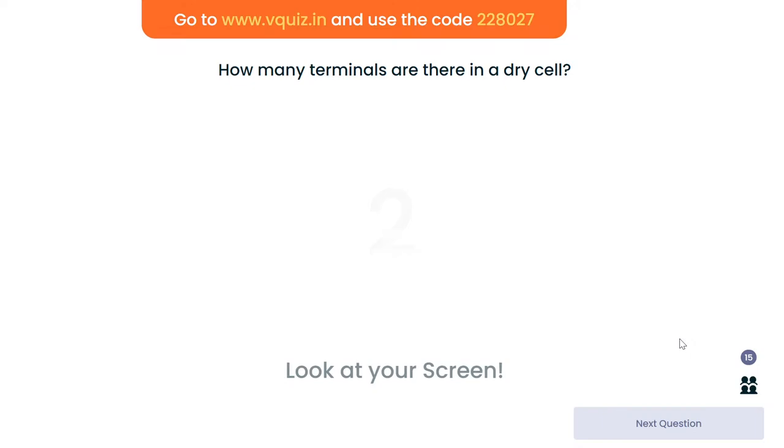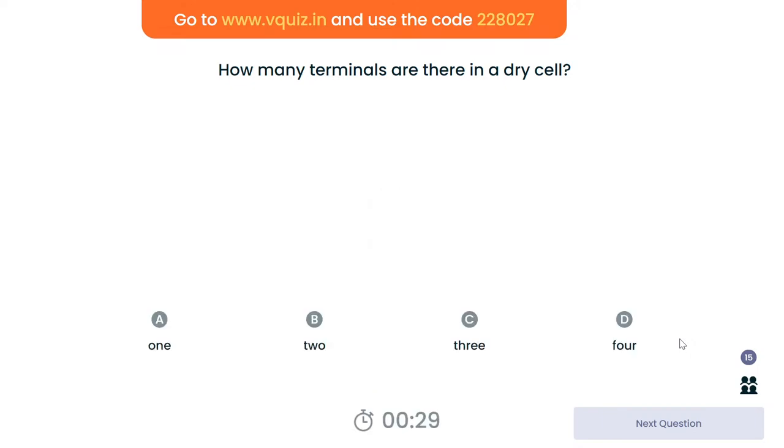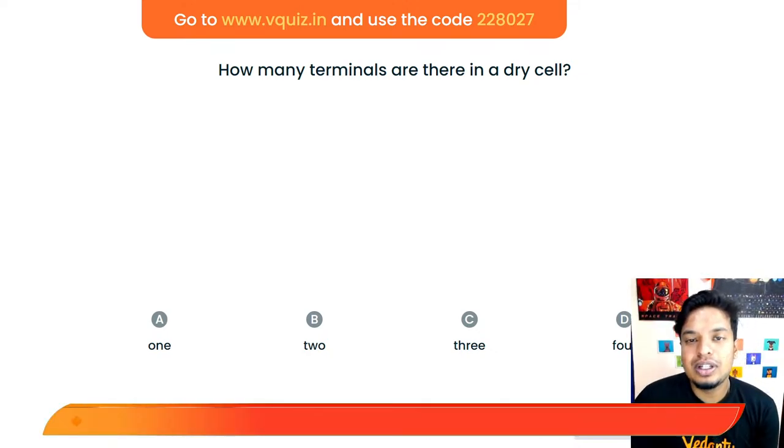How many terminals are there in a dry cell? 1, 2, 3, 4. How many terminals?